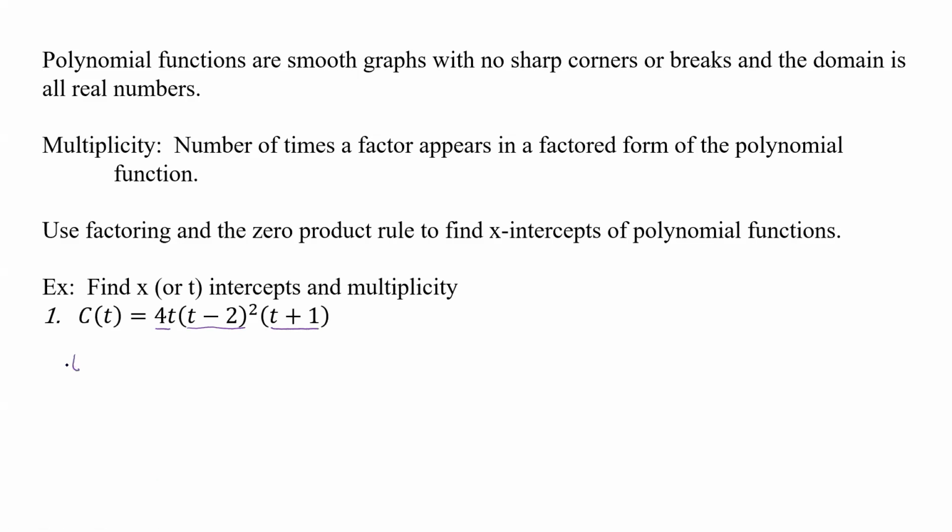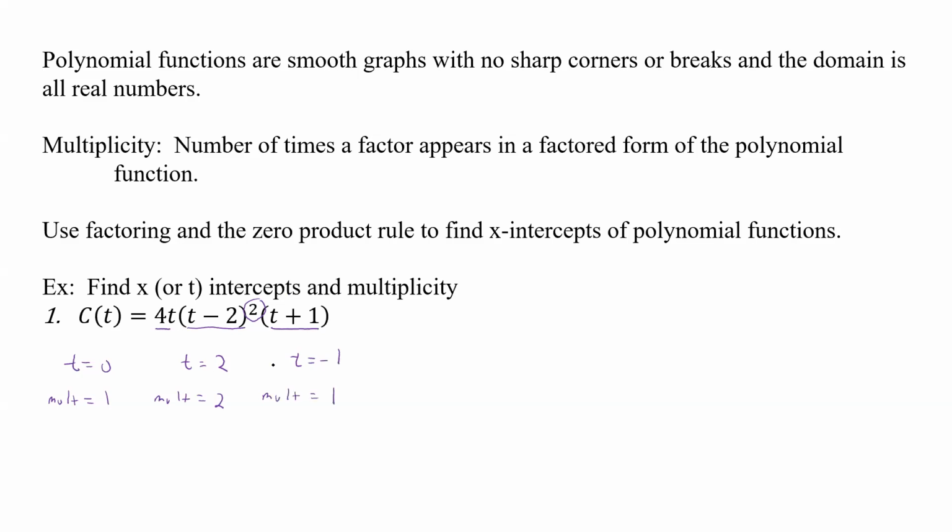So for the first one, we end up with t equals 0. Dividing by 4 gives us 0. How many times does that occur? Well, t is to the first power, so the multiplicity is equal to 1. Now here, if we set t minus 2 equal to 0, that gives us t equals 2, and the multiplicity is equal to 2 because we have that power of 2. The last one, when we set it equal to 0, we get t equals negative 1, and we're back to a multiplicity of 1.